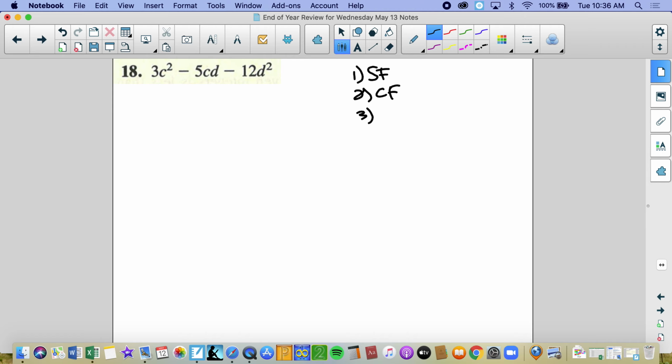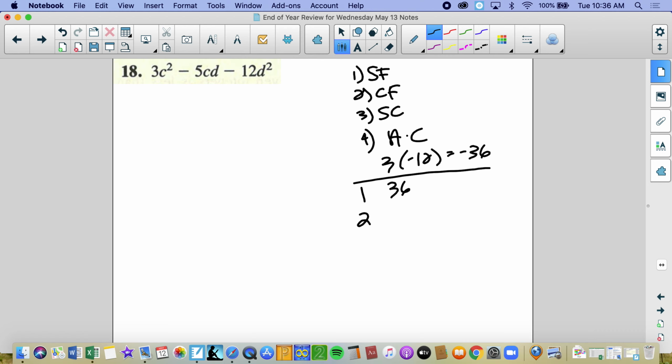It's not a binomial square. It's not a special case, because neither is a binomial square. So we're doing A times C again. This is good practice. You better know your stuff inside and out. Here, 3 and negative 12 makes negative 36. How many times have we seen factors of 36 today? A ton. So we should know our factors of 36.